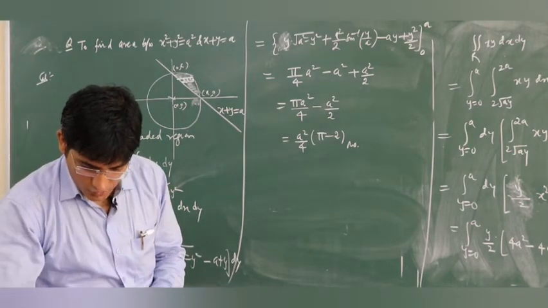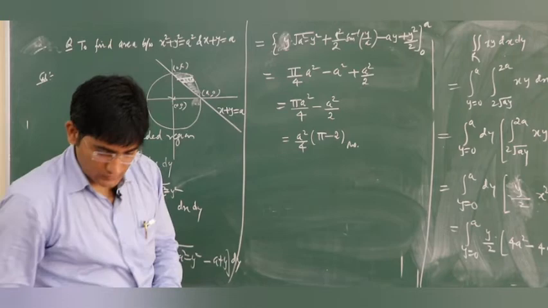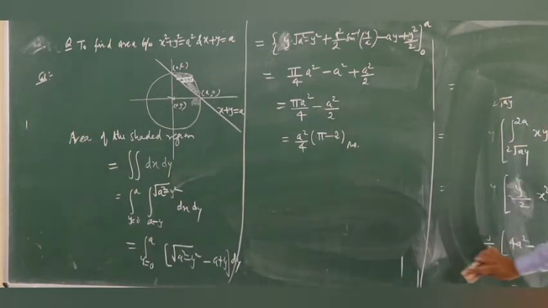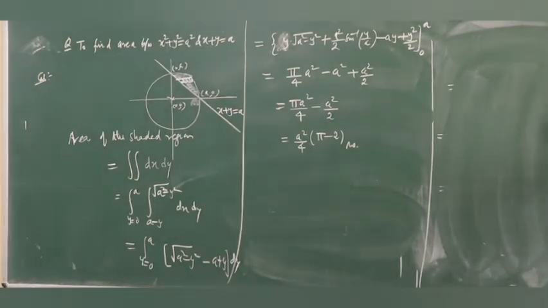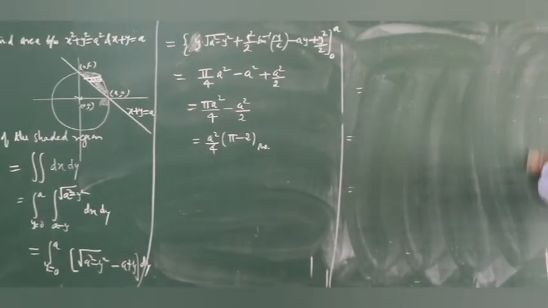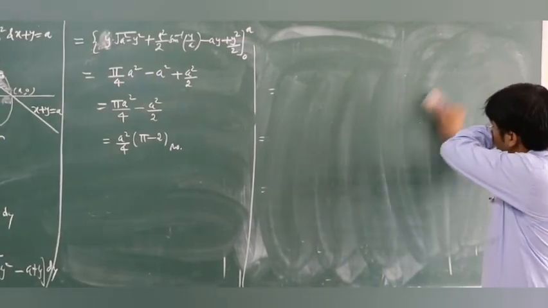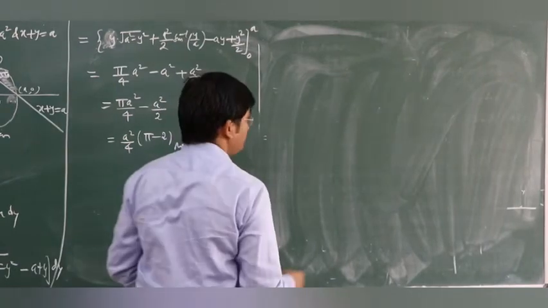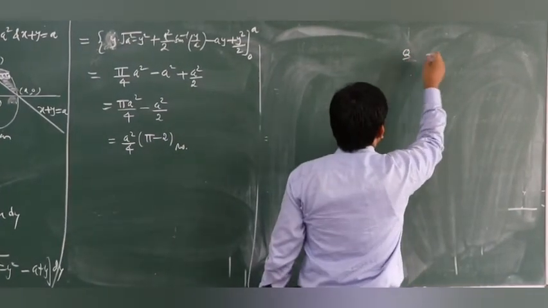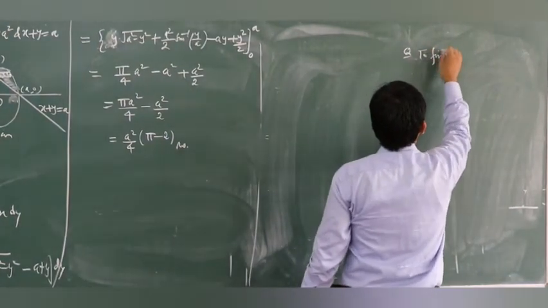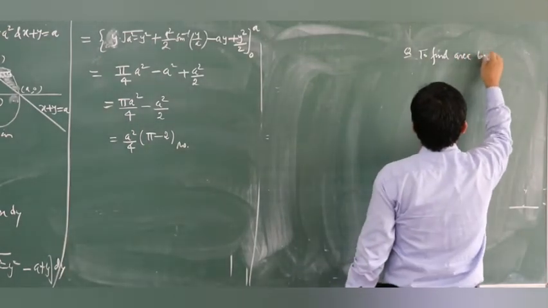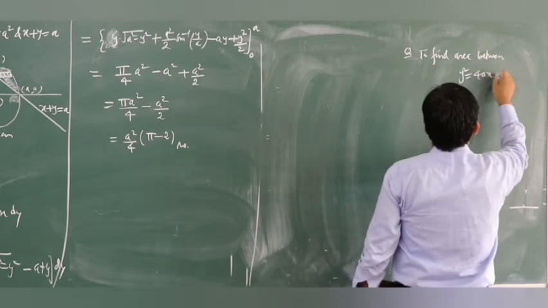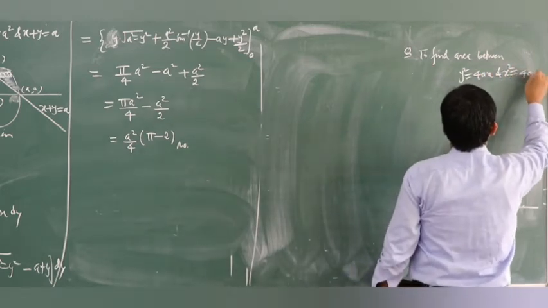Now our next question is to find the area between the two parabolas, the parabola y square equal to 4x and x square equal to 4ay.